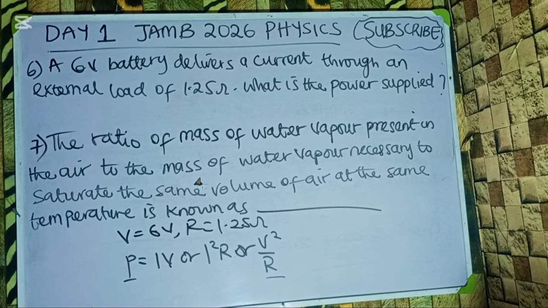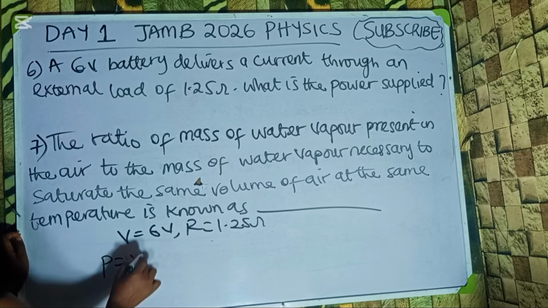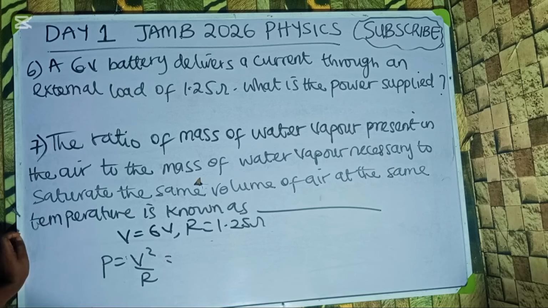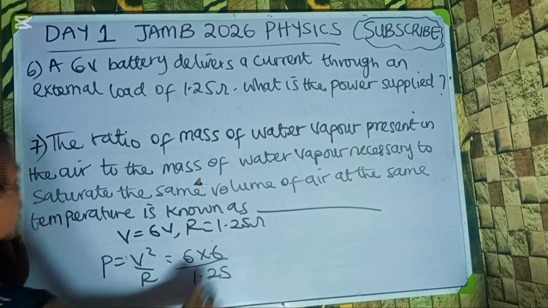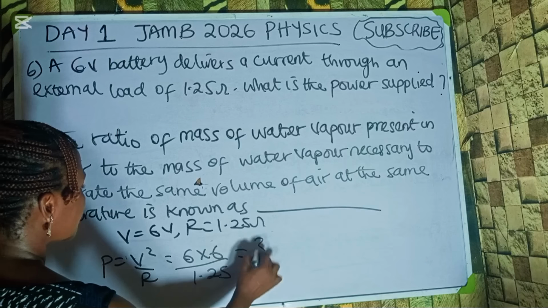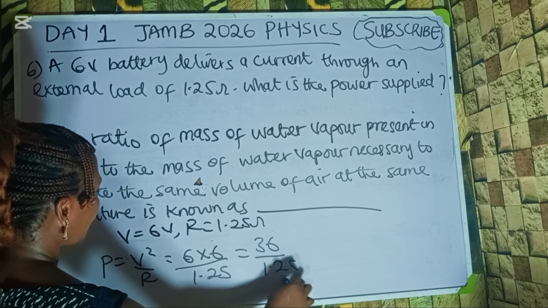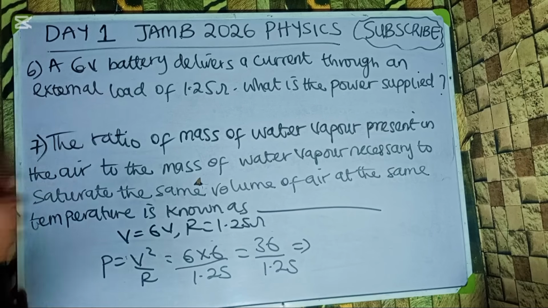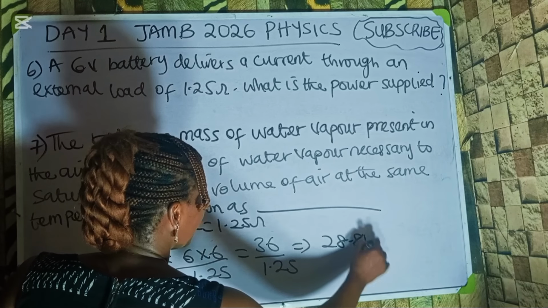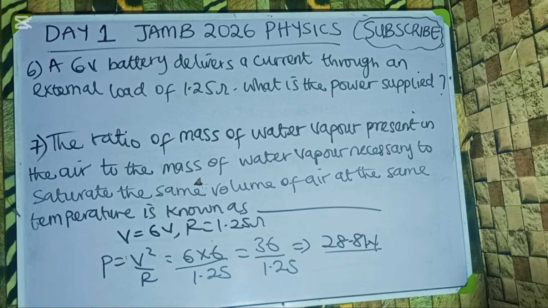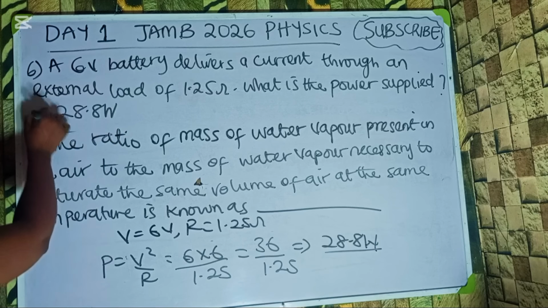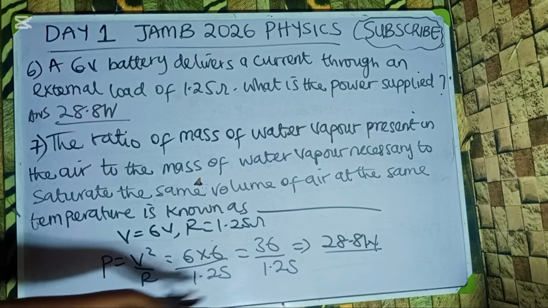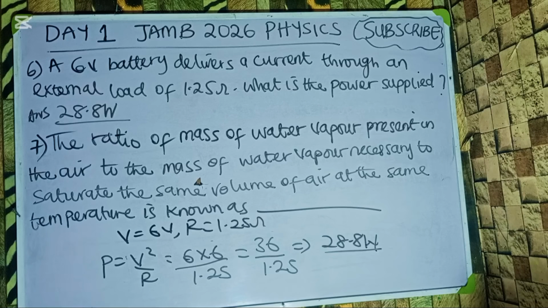Let's get to the solving. Using P equals V squared over R, what is my V? I have 6, so this is the same thing as 6 times 6, divided by 1.25. 6 times 6 is 36, then divided by 1.25. By the time you divide, you get the answer to be 28.8 watts as the power. So when you see a question like this, this is how to solve it. Let's go to the next one.